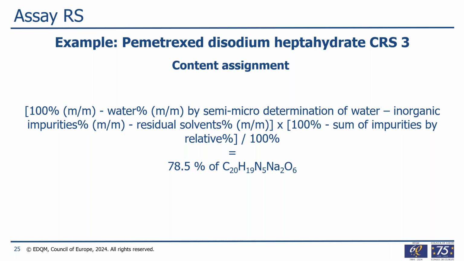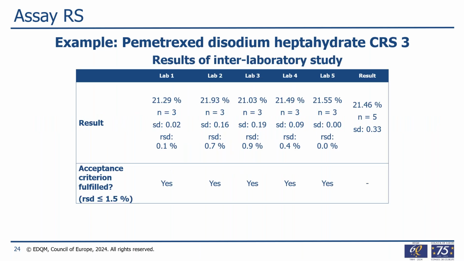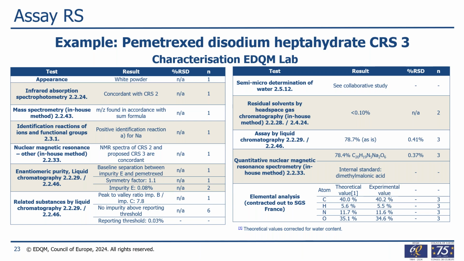So this is the formula that we applied. We take into account the water content, the presence of, or in this case, the absence of, inorganic impurities, if there would have been any, residual solvents, and of course the impurities determined by LC, and we obtain a content of 78.5%. Now looking back to the LC assay and the quantitative NMR results, you can see that the results obtained confirm the assigned content.